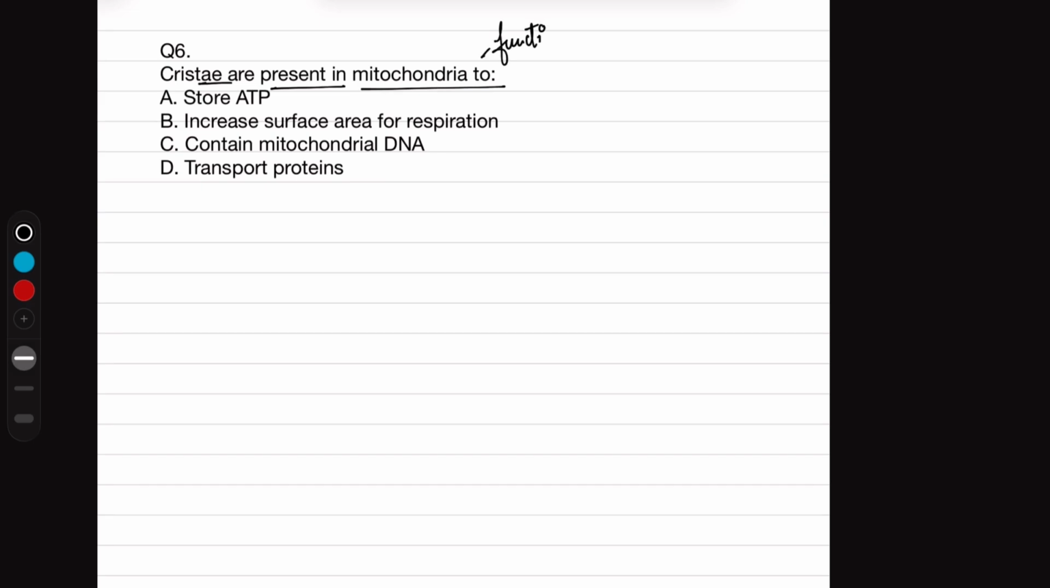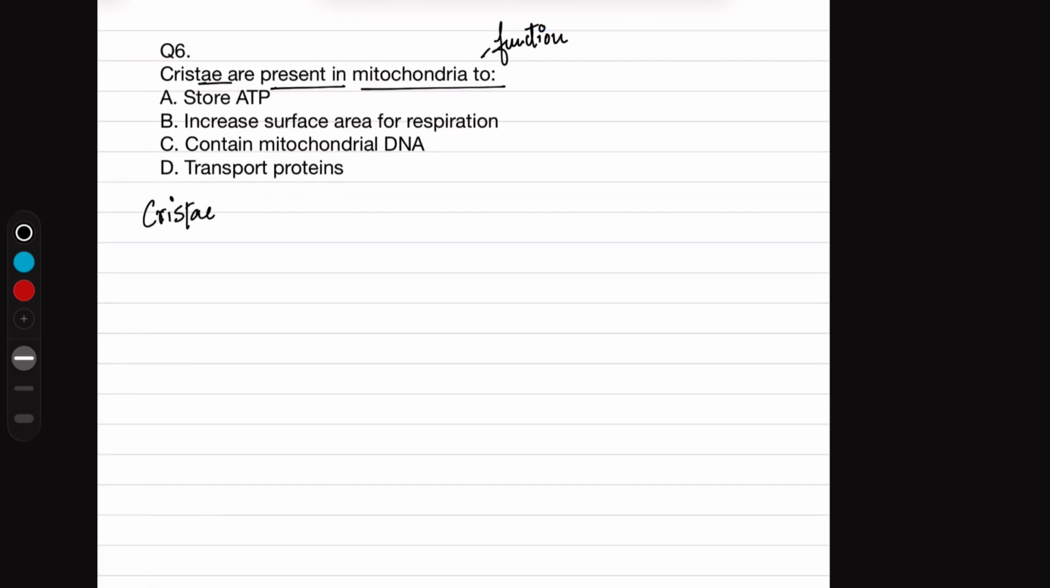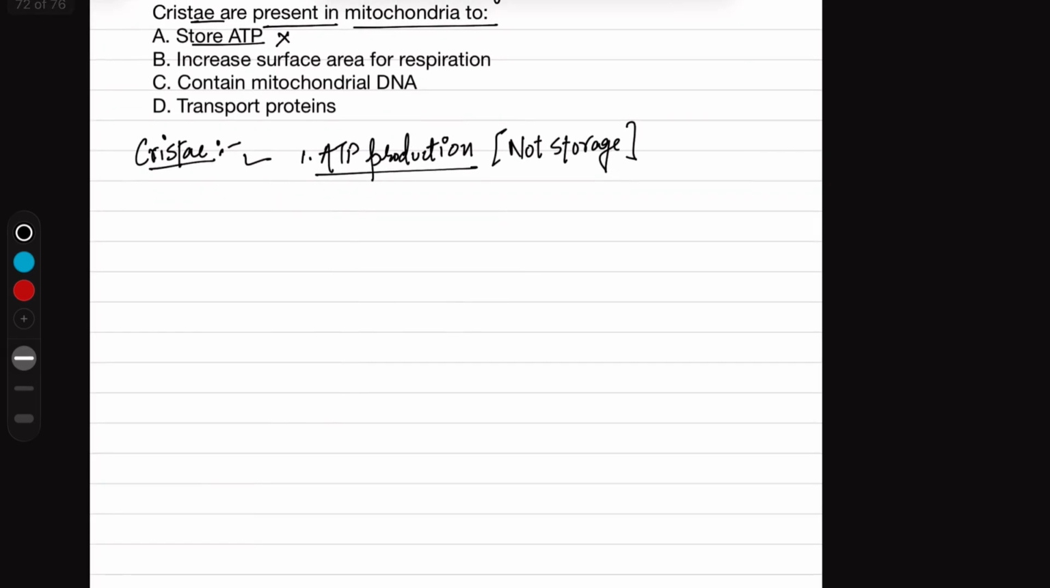Next is cristae are present in mitochondria too. We need to focus on what is the functional part of cristae. Are they present to store ATP? No, we first focus on the functions of cristae. So it is responsible for ATP production, not storage. So our option A will be incorrect. It is the primary site for oxidative phosphorylation we covered above.